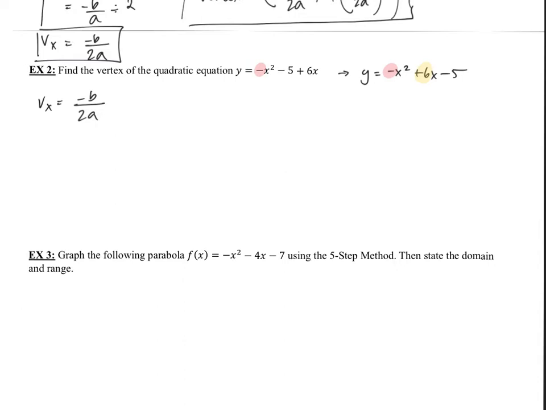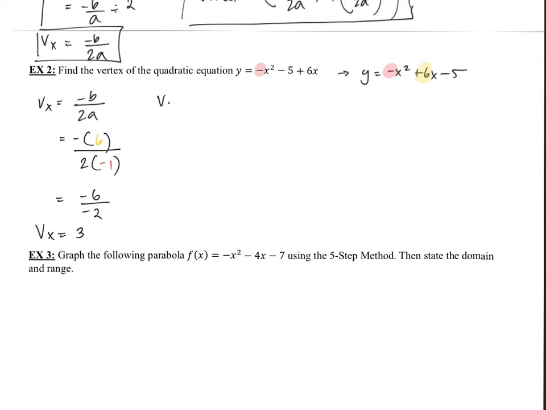So negative b, actually let me do it down here. Negative my b value, which is 6, divided by my 2 times a, which is negative 1. Negative 6 divided by negative 2 is 3. So my vertex x value is 3.